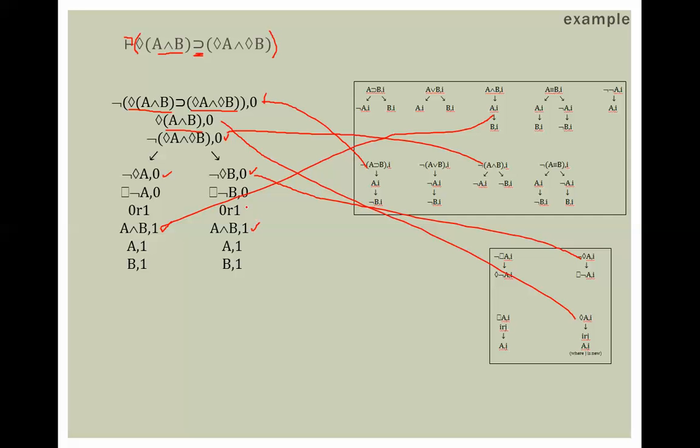That's done. Then I have the box rules, which is this one right here for both of these guys. So I have necessarily not A at world 0 and 0 is related to 1. That means not A is true at world 1. And necessarily not B at world 0 and 0 is related to 1, so not B at world 1. And notice that only works down these branches, right?